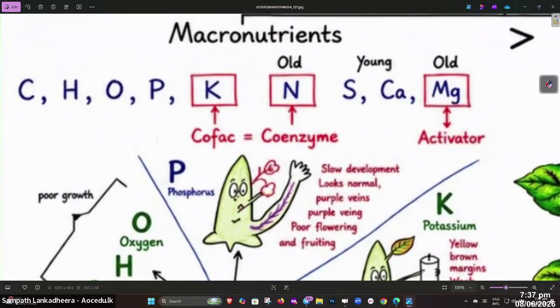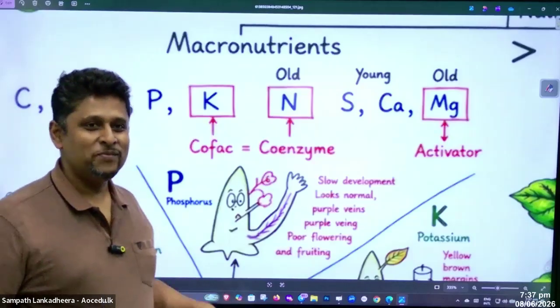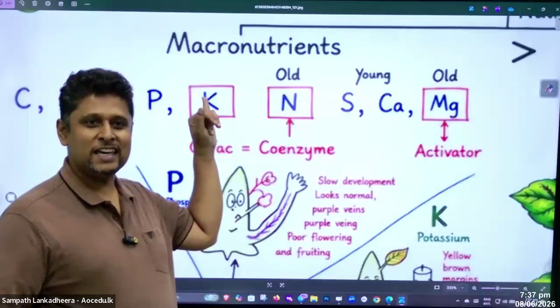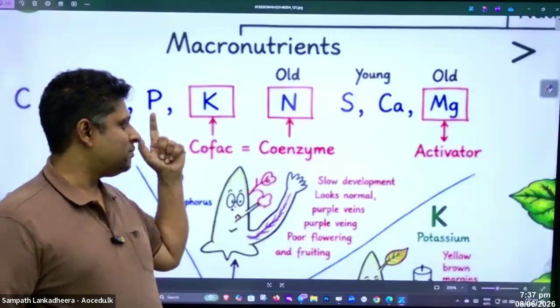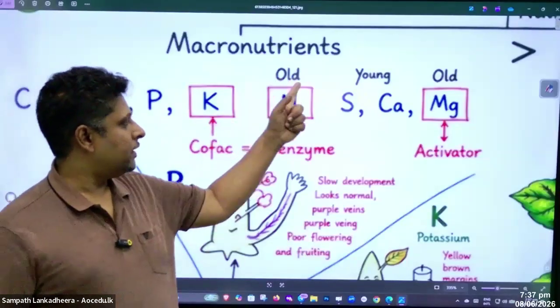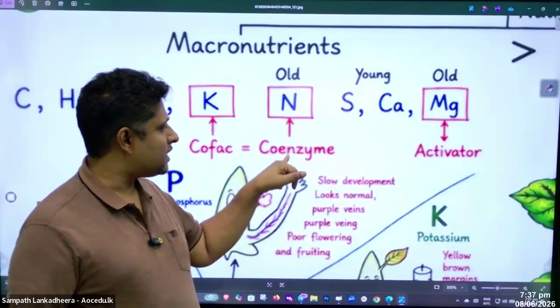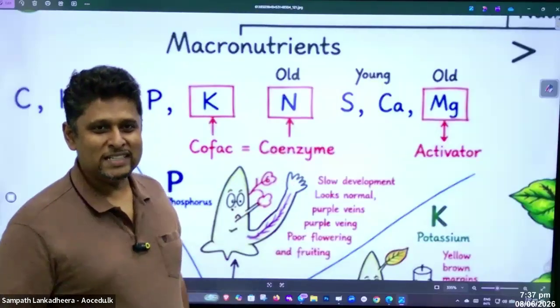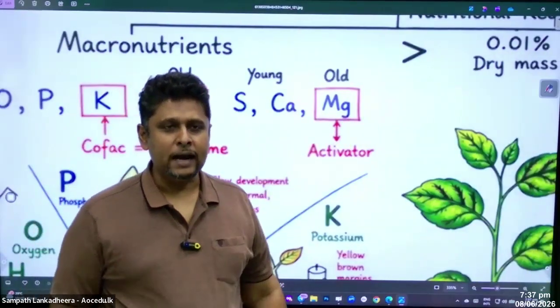And then out of that, people, we learned cofactors. Potassium, K, is a cofactor. And then nitrogen is a coenzyme. N is the coenzyme. And then we learned that magnesium is an activator.